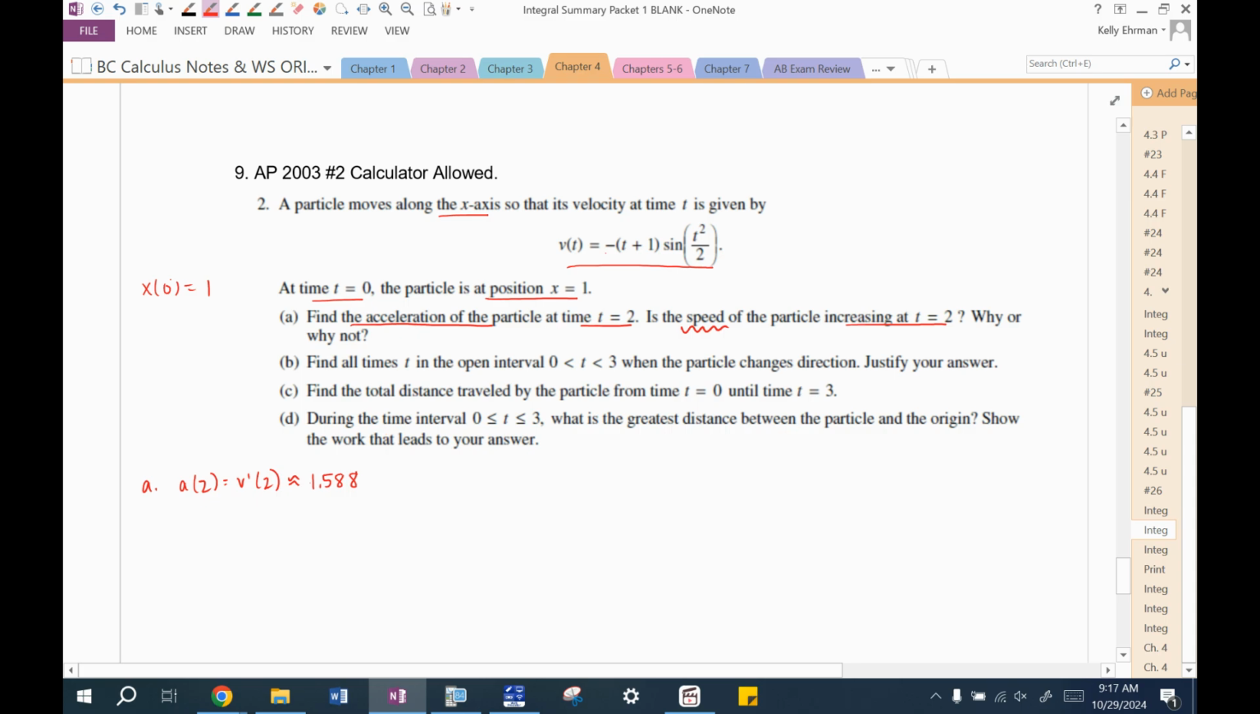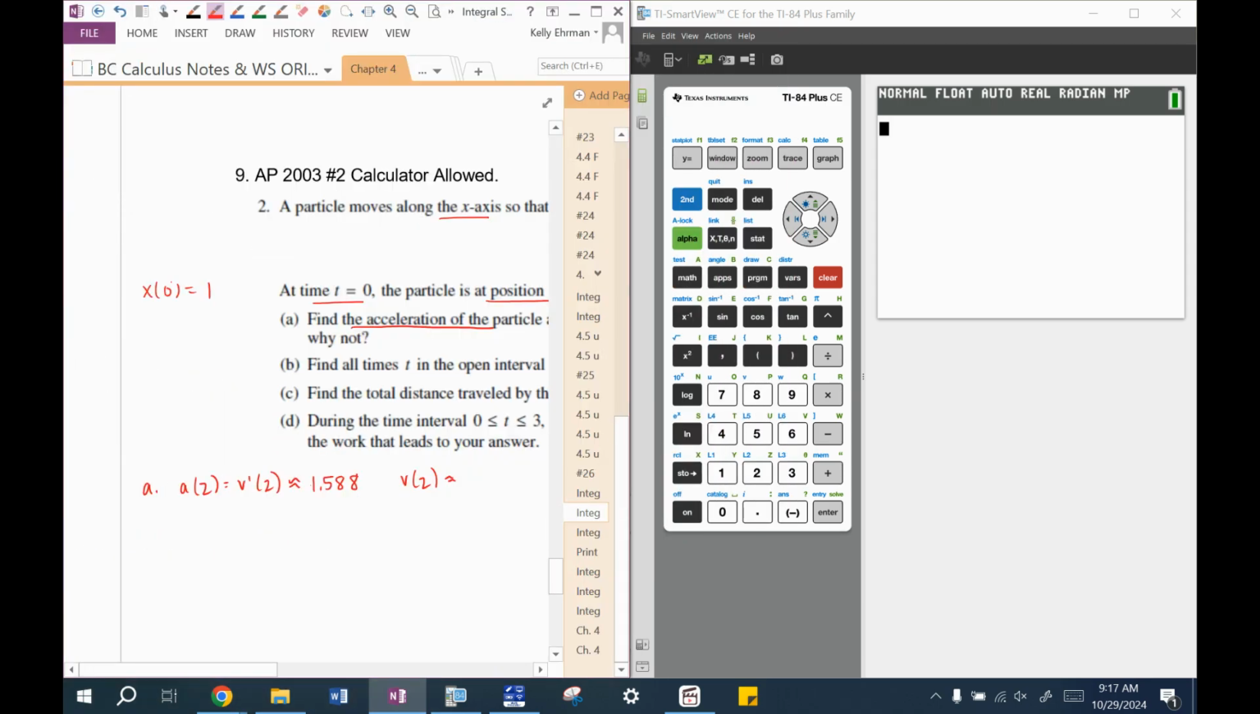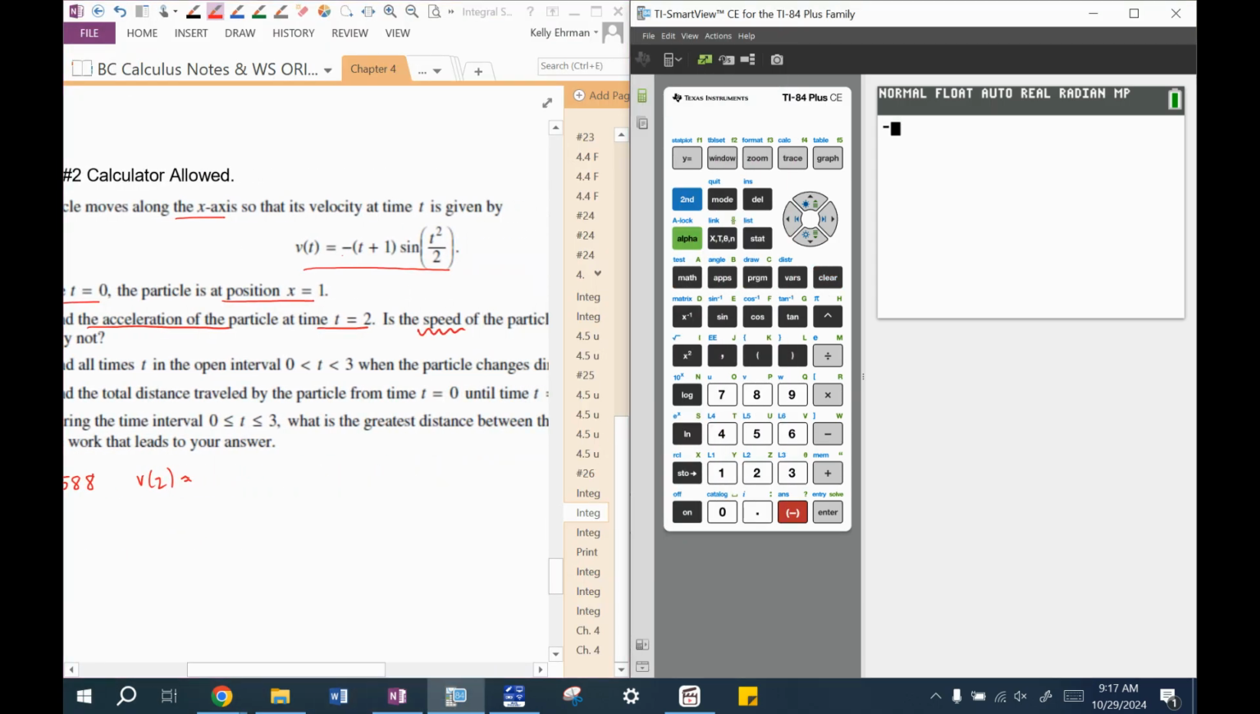Find the acceleration, done. Is the speed increasing? We've had this question a few times now. Speed is increasing if velocity and acceleration have the same sign. So I've shown that a of 2 is positive. I want to find v of 2. Again, don't try to crunch the numbers by hand. V of 2 is going to be negative 2 plus 1 times the sine of 2 squared over 2. That's negative, right? So negative 2.728.